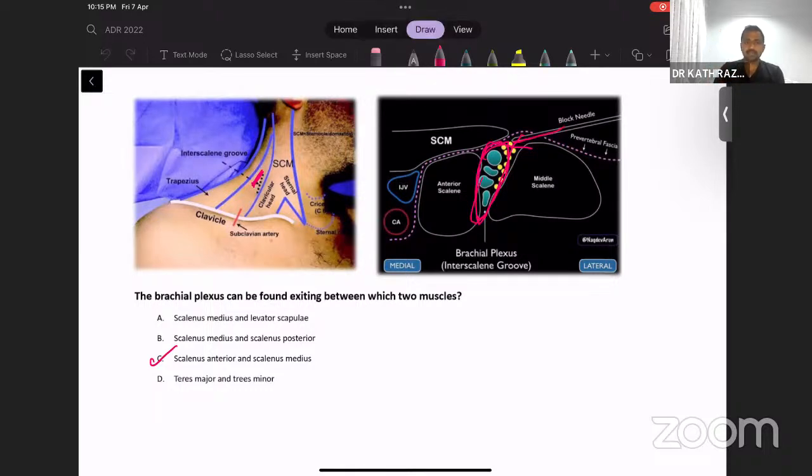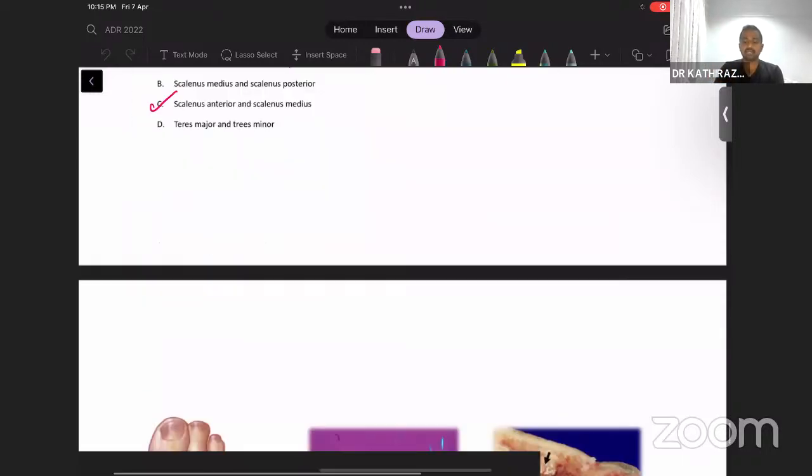Clear? That's what your PGI or INICET exams will do. They are not just going to restrict themselves to one subject. They want to make a question which can test through two or three subjects: your anatomy, your ortho, your anesthesia. You see? So that's how they frame the questions.